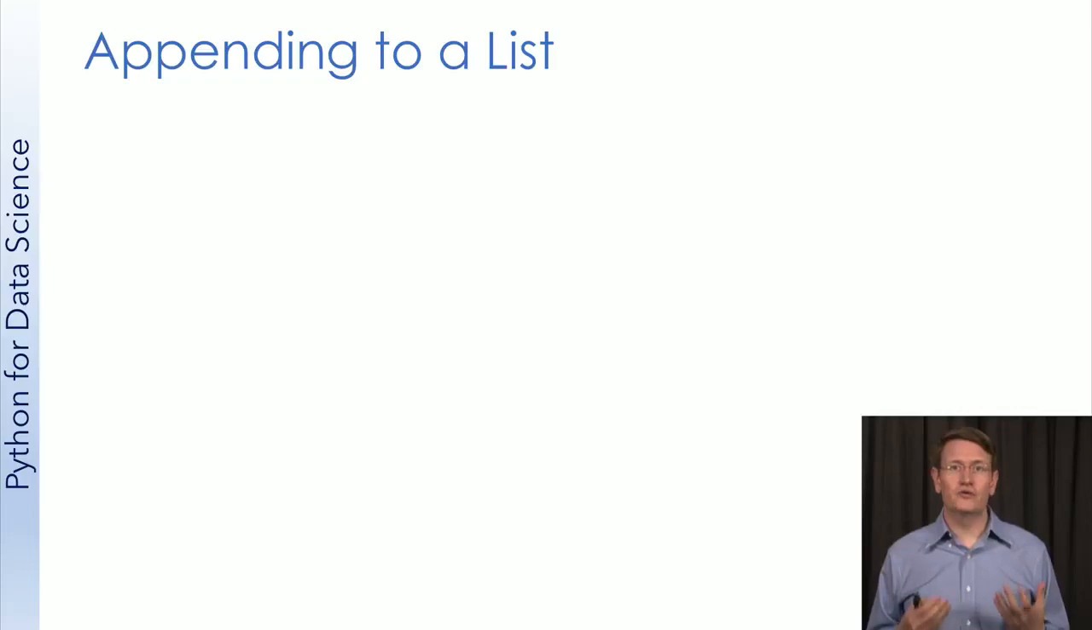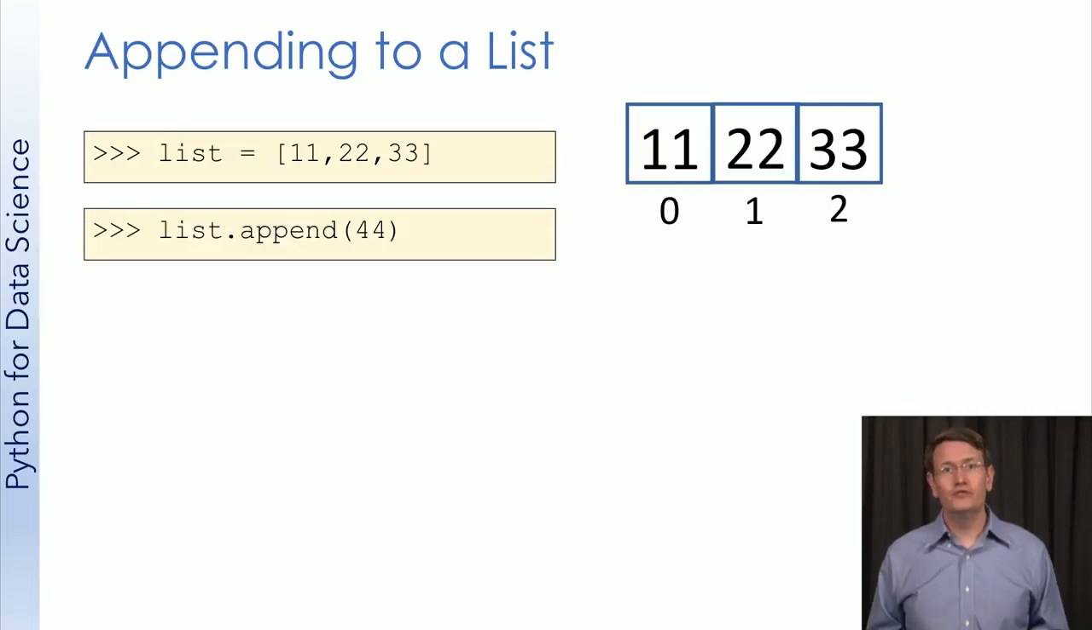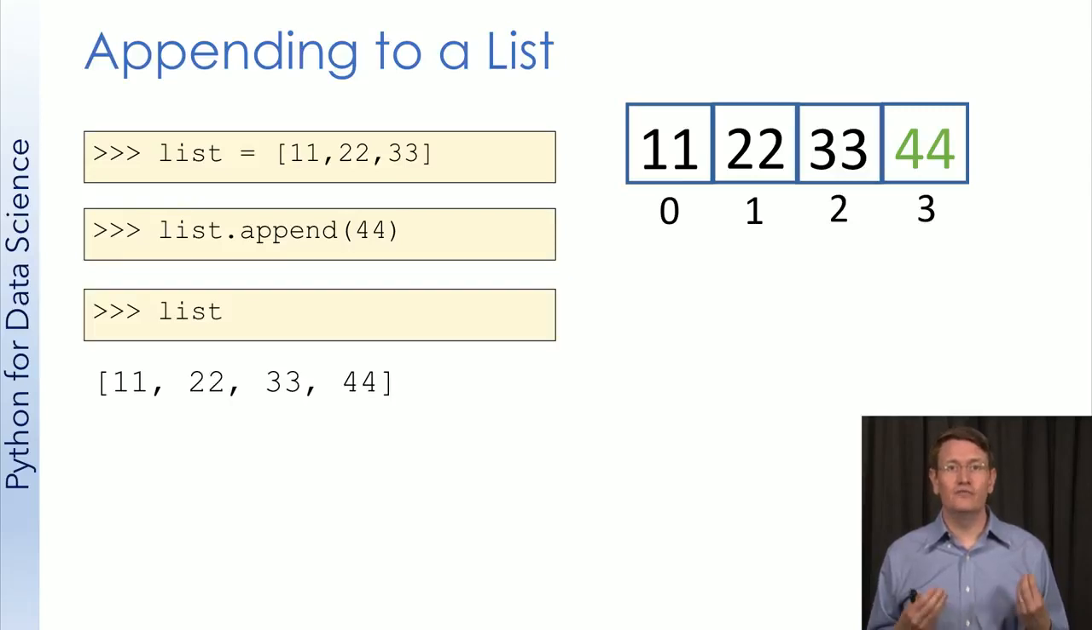I said at the start that lists are resizable. This means that we can append values to the end of the list. Let's see how this works. We'll start with our usual list. Like before, this has 3 elements. Using the append method, we can add an element to this list. Here, we'll append an element with a value of 44. Visually, this translates to adding the value 44 at index 3. Let's check the contents of this list after we've used append, and we'll see that the element 44 was in fact added to the end.